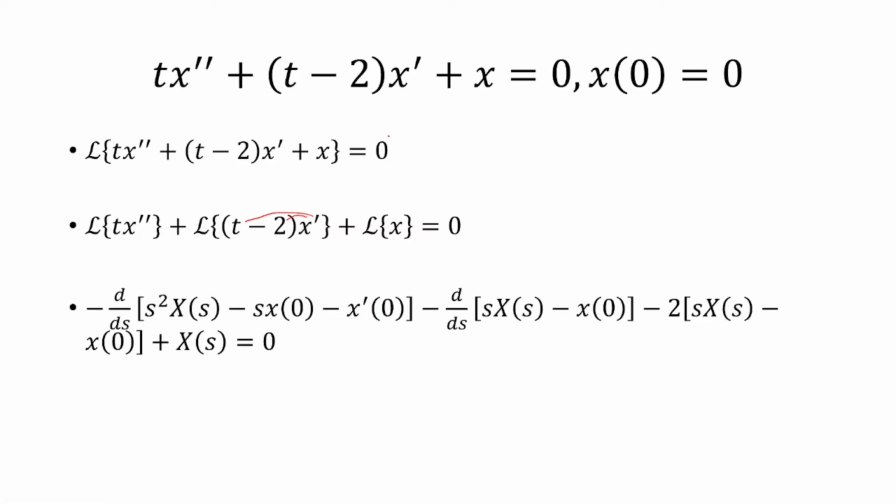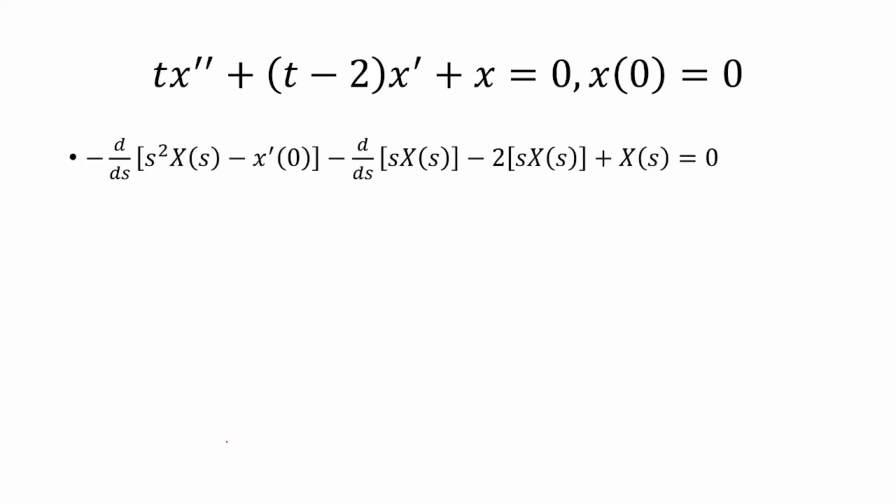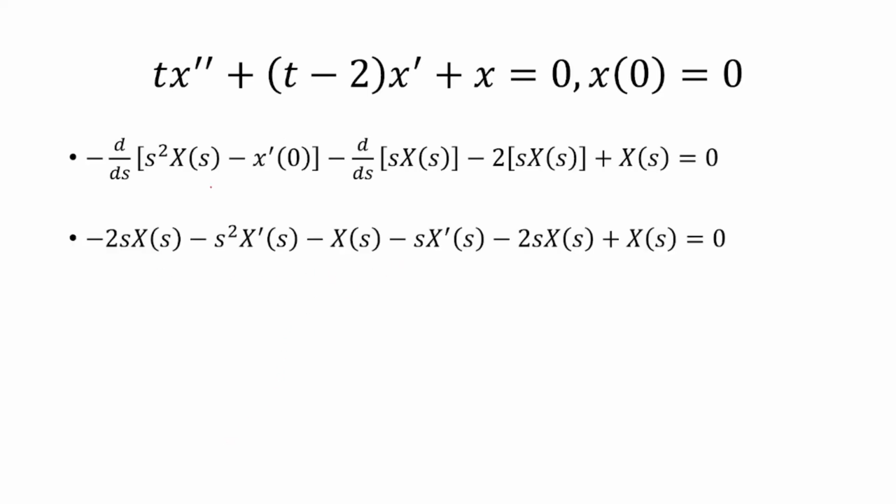That's going to equal 0. Now we want to take advantage of the initial condition that x(0) is 0. So some of these are going to cancel, like this, this, and this. So we can simplify it to this expression. Now we have to apply the derivative. So taking the derivative of the first bunch here, whatever's in the bracket, we have to apply the product rule. So product rule for s squared times X(s). And the derivative of x prime(0): x prime(0) is just a constant. It's 0. So the derivative of 0 is just 0.